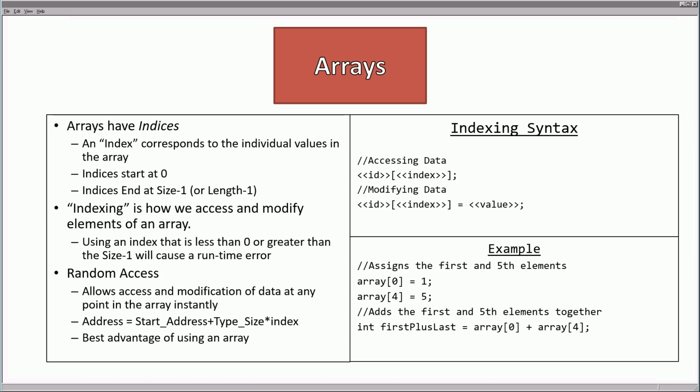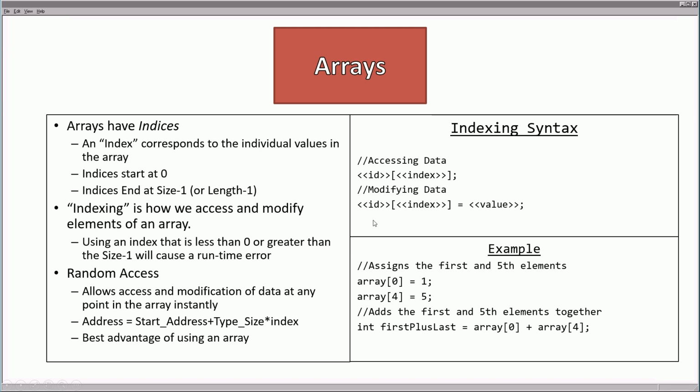Arrays have a very special property called indices, and an index corresponds to the individual values inside the array. All indices start at 0, and the last valid index is the size, or the length, minus 1. Indexing is how we access and modify elements of an array. Now, as we can see over here, if we needed to access an individual part of the array, we use the array's identifier, followed by the square brackets, and then the index inside of here.